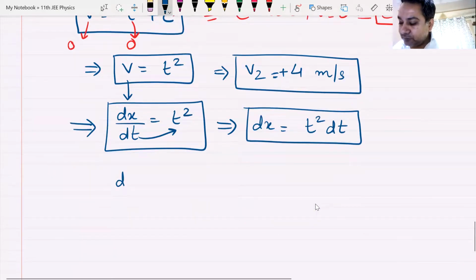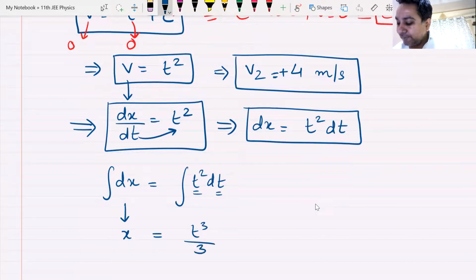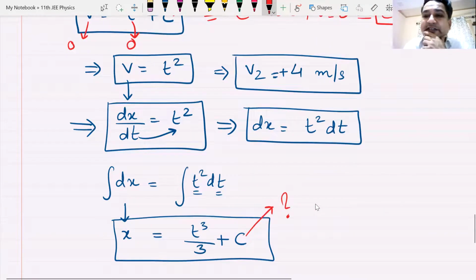What is the next step? I integrate this. Integral of dx is equal to integral of t square dt. I integrate this. This will be x. Integral of t square dt will be t cube by 3 plus a constant c. Don't forget this constant c. How will I get the value of this constant c? Anyone?